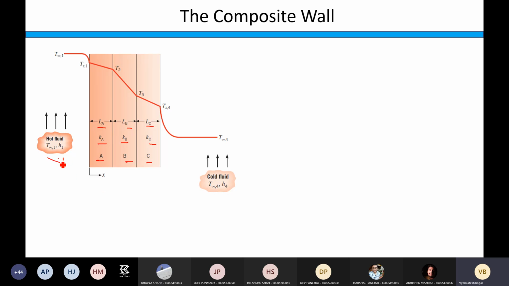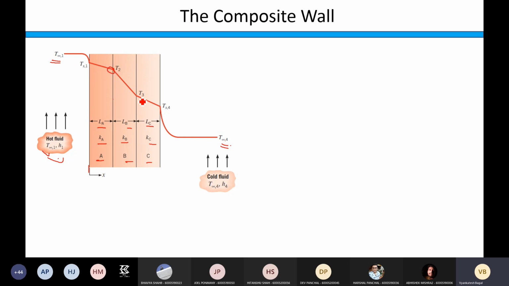And then the hot fluid on the left hand side and cold fluid on the right hand side. It is not necessary that it should be like this only. You can reverse the direction also, and the temperature profile will change accordingly. The temperature T infinity 1 is of this fluid and T infinity 4 is of the cold fluid. Then the surface temperature, call this surface 1, so that's Ts1.